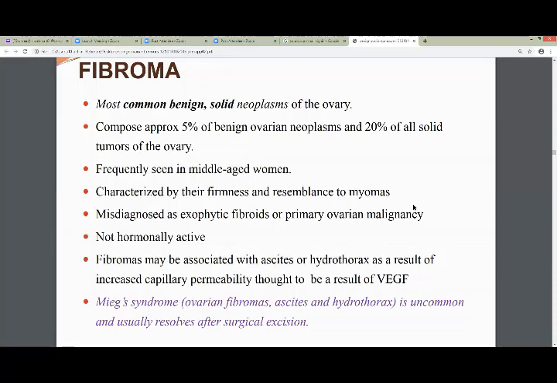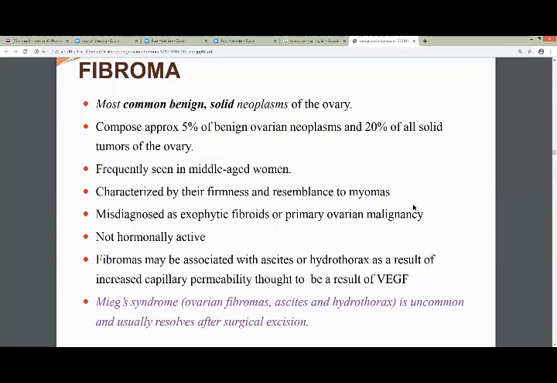Fibromas may be associated with complications. As we discussed previously with dermoid cyst, an important complication that can happen is torsion. Torsion can lead to avascular necrosis and gangrene of the ovary unless we take timely action for the management. Similarly for fibromas, another important clinical entity, which is also important regarding your exams, can be associated with ascites or hydrothorax as a result of increased capillary permeability, thought to be a result of vascular endothelial growth factor.